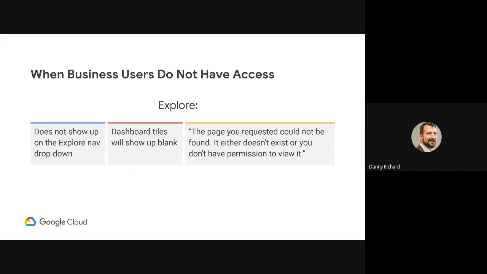An object that has been restricted to a given user will have no trace of ever existing for that user. If required access grants is applied at the Explore level, the user would not see it listed in the Explore dropdown.